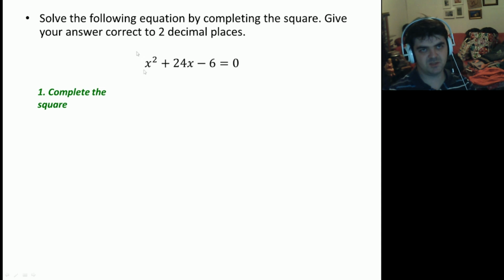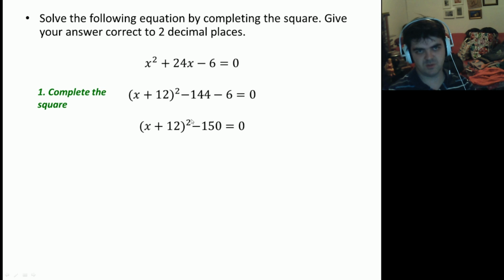Right. This is how we solve by completing the square. If I complete the square of this, I'm going to have x plus 12 in my square brackets. And then we're going to have minus 12 squared, which is 144. And then minus the 6 at the end. Group that together, I get x plus 12 all squared, minus 150 equals naught. If I rearrange that, I get that equal to that.